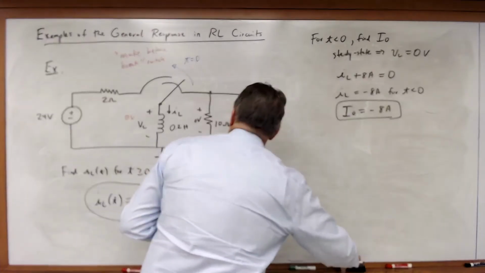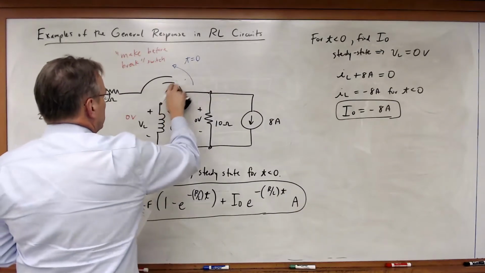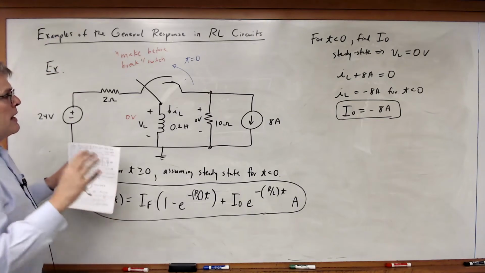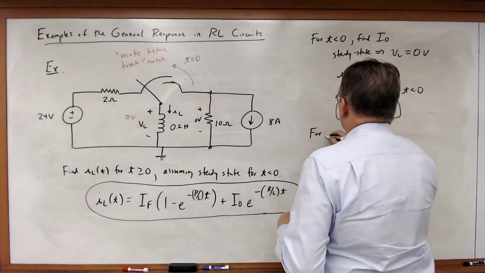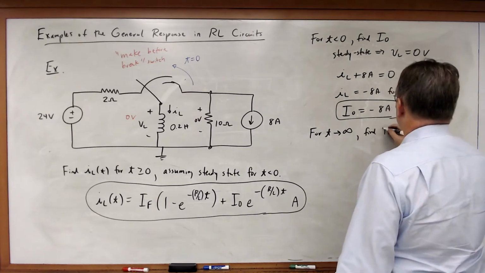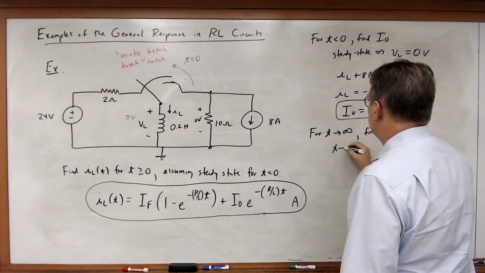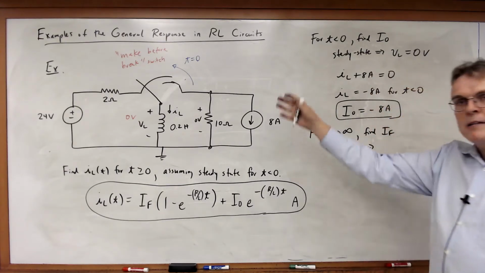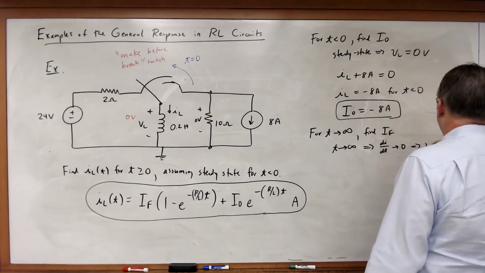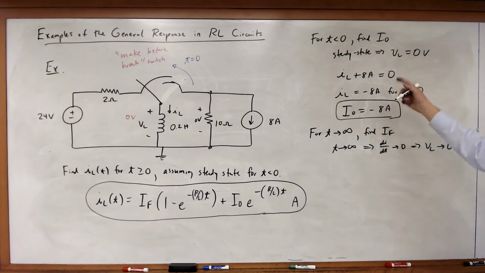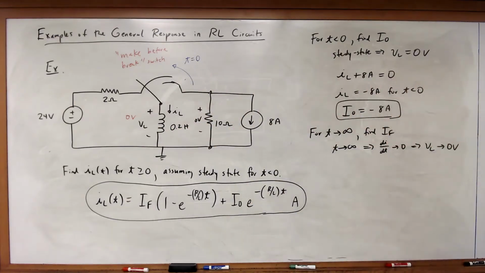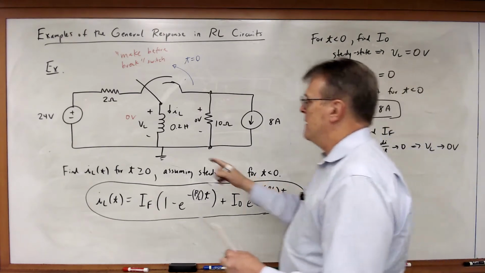Then at time t equals 0, we flip over, once again with the make before break action, so the inductor is never disconnected. Now I flip over to this side. For the final condition, we're going to once again assume that t goes to infinity. So we're going to find iF, and once again, as t goes to infinity, the transients die out, so di/dt goes to 0, and therefore vL goes to 0 once again. So just as we saw before, we are in a steady state condition both for t less than 0 and as t goes to infinity. So in this case, we're going to have that this is 0 volts.